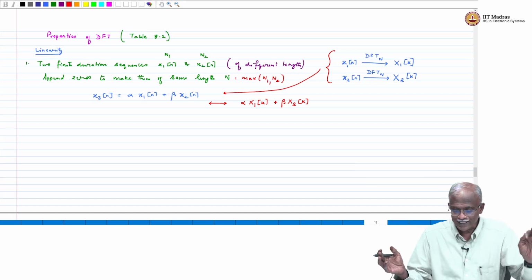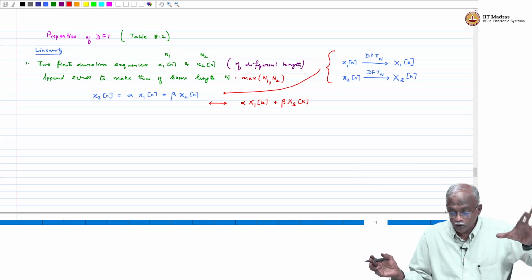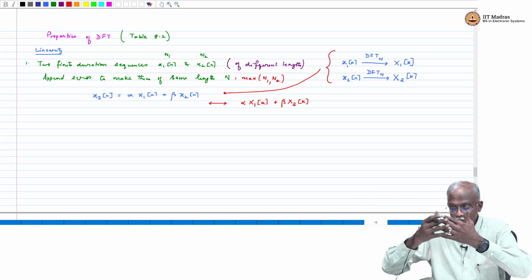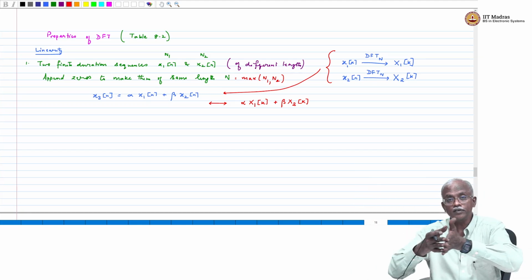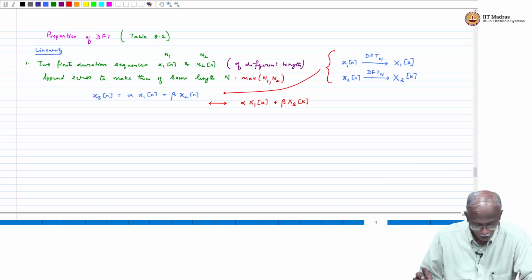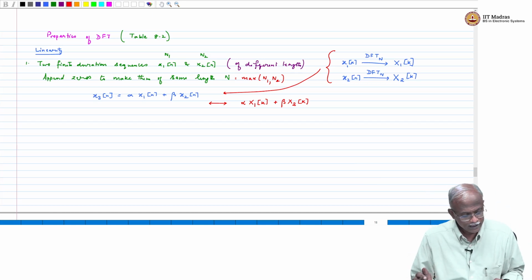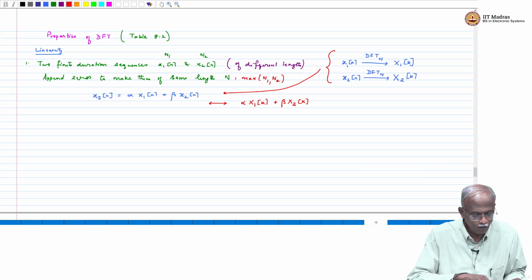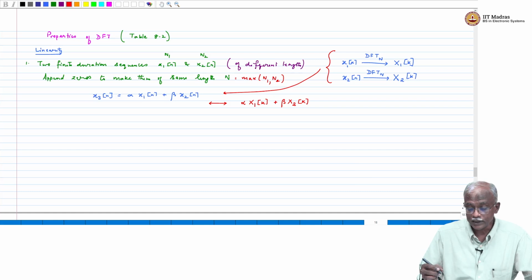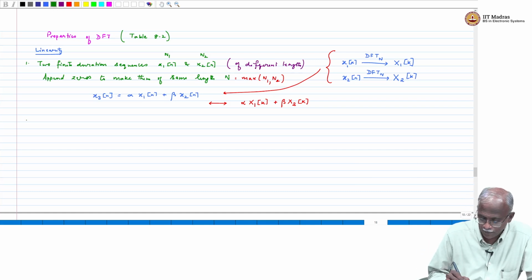And so what we are saying is both sequences must be of the same length. The DFTs must be of the same length. Once you have the common length, then you can do linear combinations of these signals. This is the property of linearity. Then comes the property of circular shifts. The next important thing is the property of a circular shift.